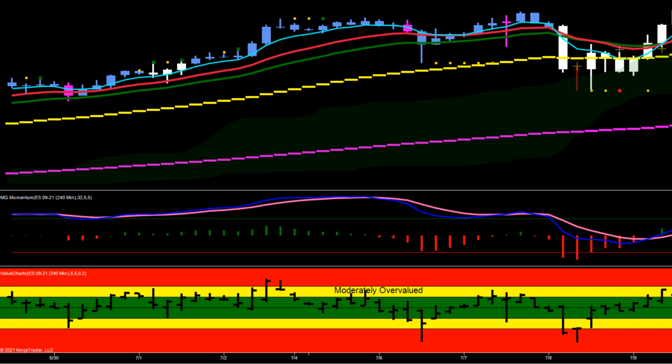We had a bullish chart pattern. That reversal doji triggered to the upside, had a bullish chart pattern and an overall bullish chart with all of our moving averages to the upside. So we had a bullish 240 minute chart. That definitely has us thinking long.